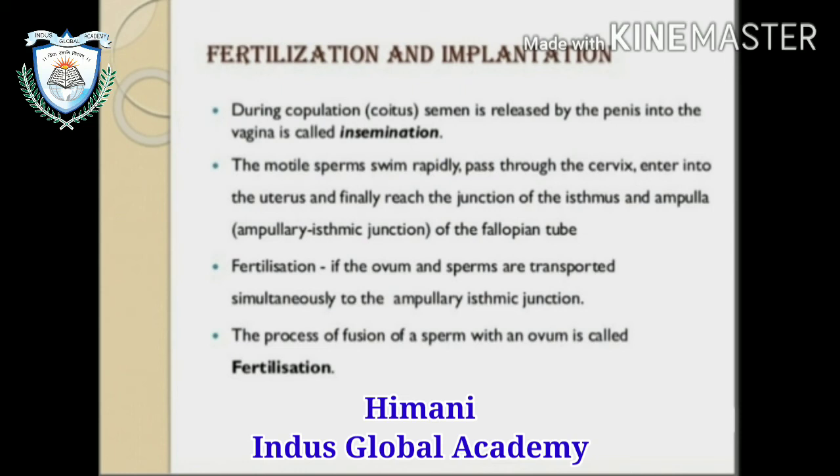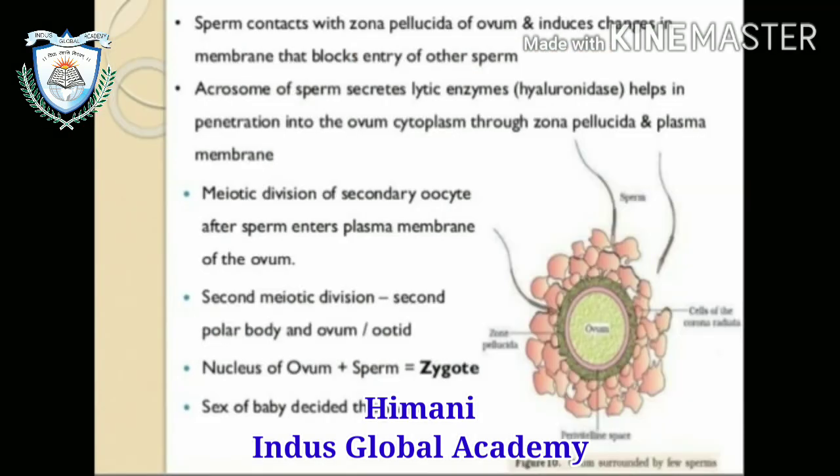And fertilization is the process of fusion of sperm and ovum. Sperm is the male gamete and ovum is the female gamete. After that, the sperm contacts the zona pellucida of the ovum, which is the outer layer of the ovum, and induces changes in the membrane, which blocks the entry of other sperm. The acrosome of the sperm secretes a lytic enzyme which helps in the penetration of the ovum cytoplasm through the zona pellucida and plasma membrane.